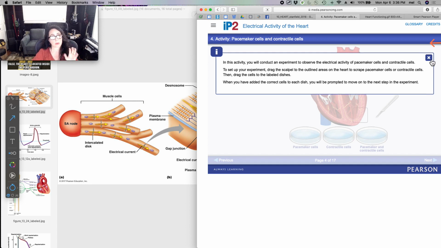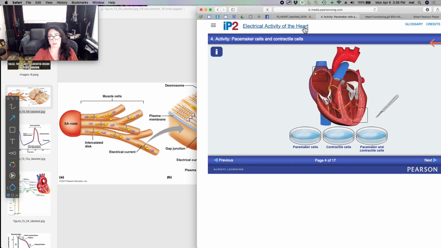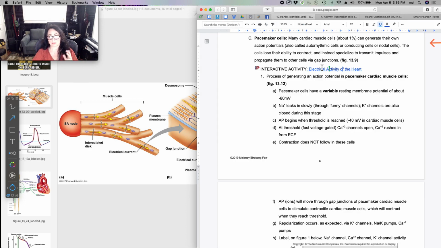So the ones that I thought were really worth your time, I linked in your notes. Again, don't email me if it's not linked. Just go into Mastering and find the one that is IP2, electrical activity of the heart. If you truly can't find it, ask somebody else. You can post it on discussions, and I'll try to make you a video of how to get there.